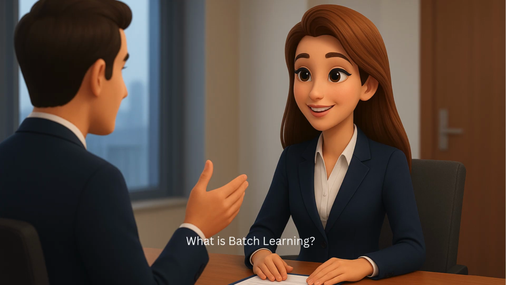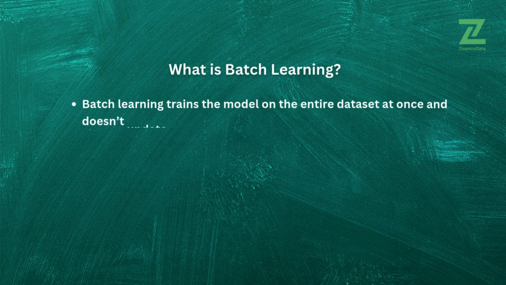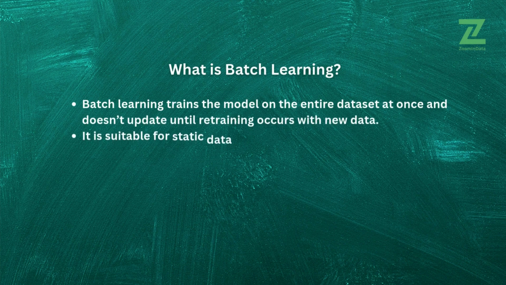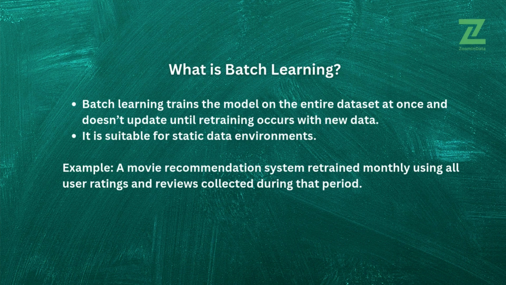What is batch learning? Batch learning trains the model on the entire dataset at once and doesn't update until retraining occurs with new data. It is suitable for static data environments.